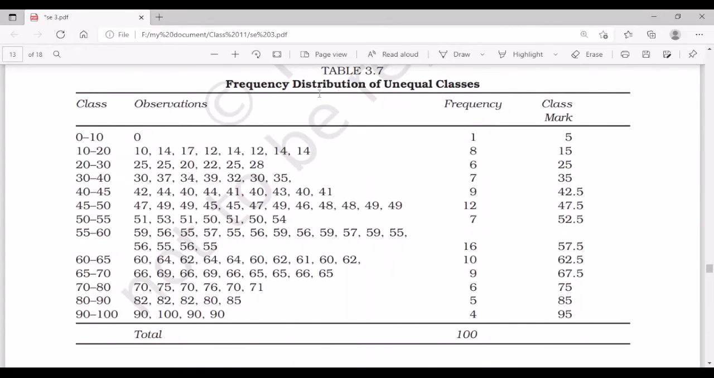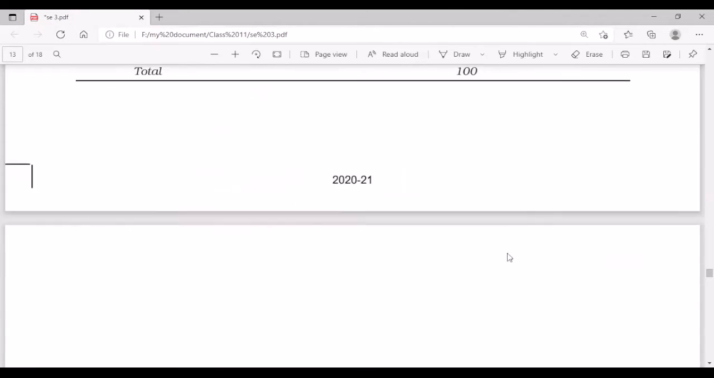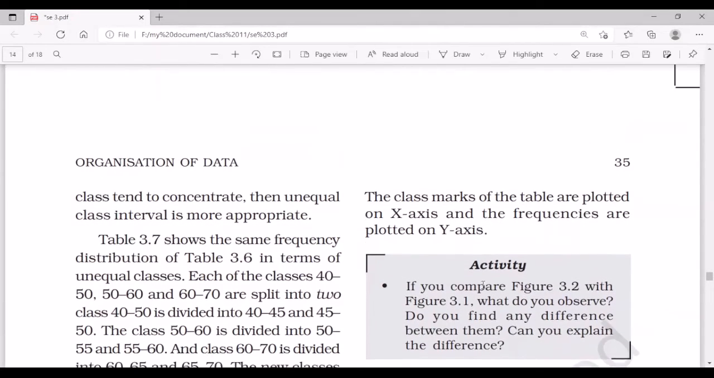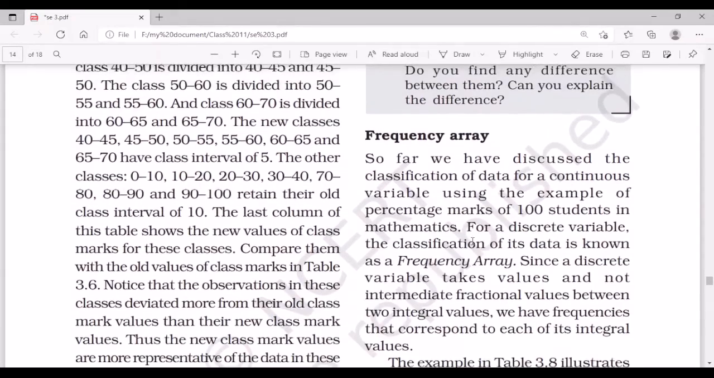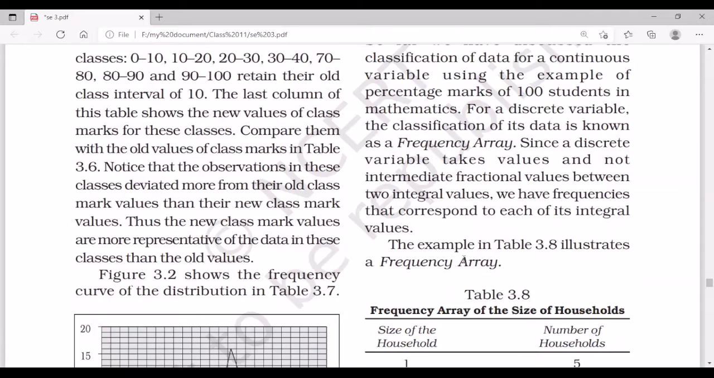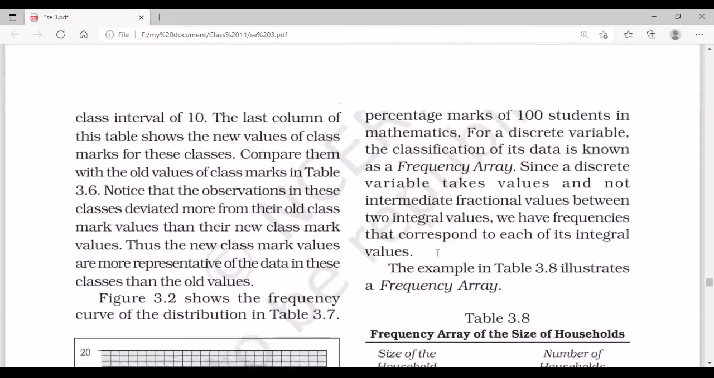Now we can see that when we have the frequency distribution of unequal classes, we do not use class marks over here, right? And you can see that answers can be in discrete form. No, not in discrete form, but in a point form. Discrete means exact numbers. Now what we need to cover is the frequency curve. You can see the frequency curve. This is how it is made.